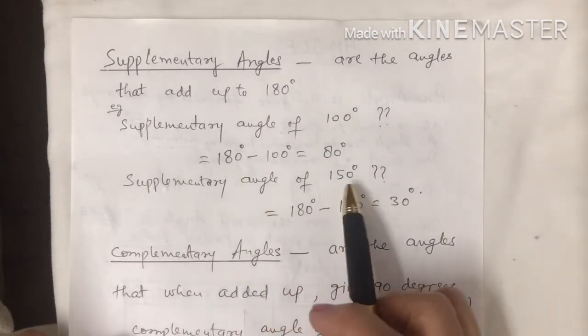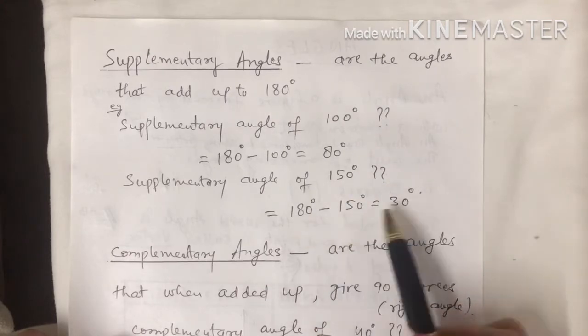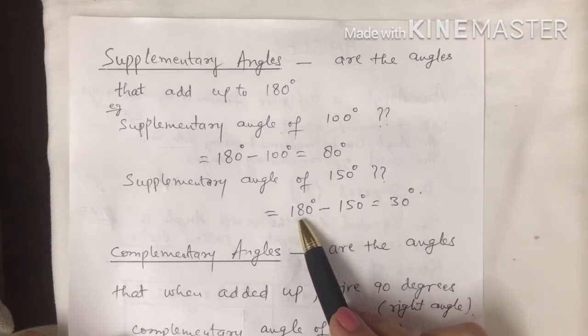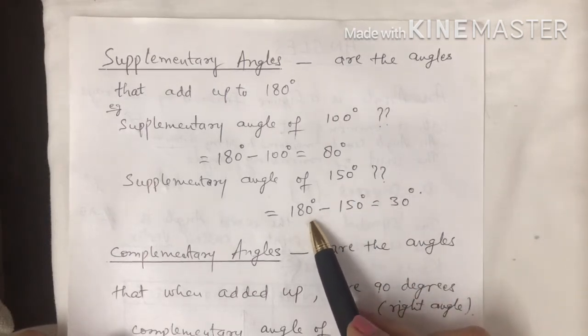Then the supplementary angle of 150 degrees will be 30 degrees. Because when we add 150 plus 30, that should be 180 degrees. That is called a supplementary angle.